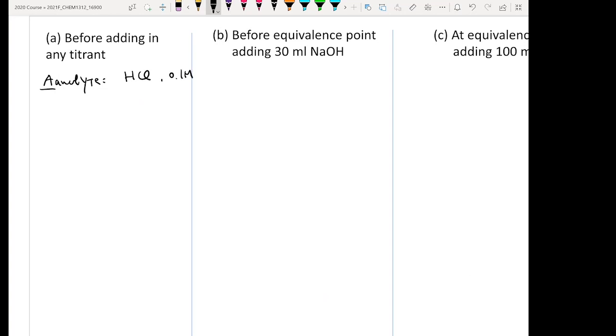So what solution do you have? A strong acid, so the proton concentration simply equals your acid concentration. That gives you 0.1. So pH is the negative log of your proton concentration, which equals the negative log of 0.1. That gives you a value of 1.